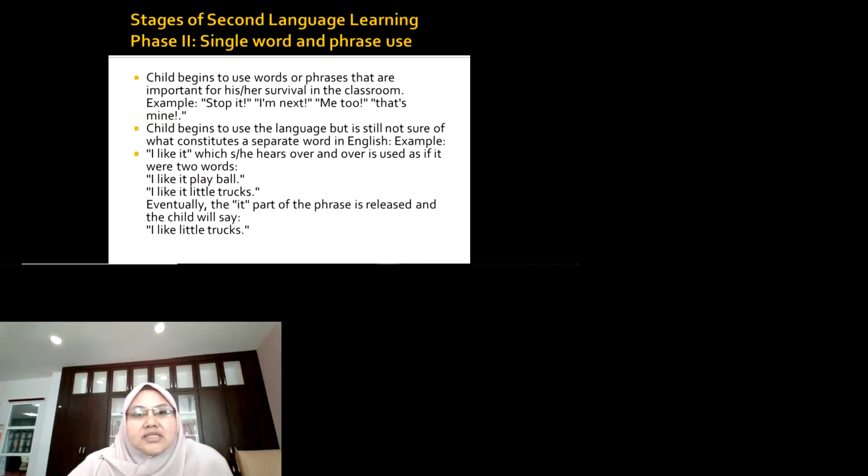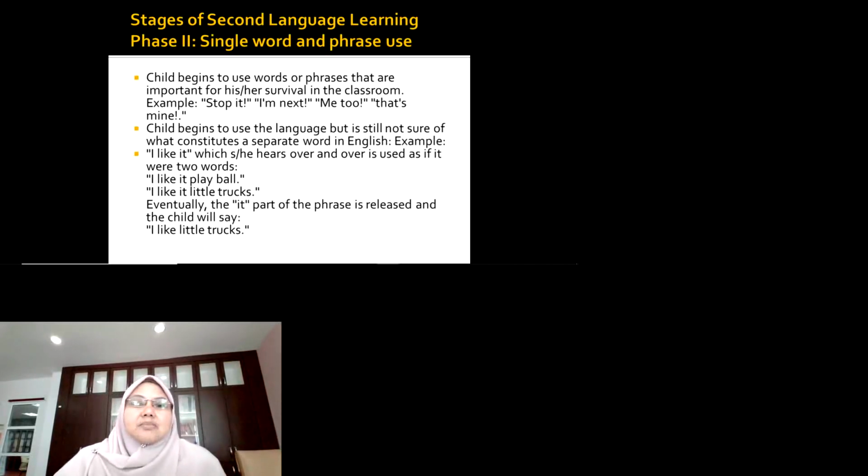And this is phase 2, which is called single word and phrase use. At this stage, children begin to use words or phrases that are important for their survival in the classroom. Because in the classroom, it's not like when they are at home. There are very few people at home, and siblings or parents are more tolerant. However, in a classroom where children are from diverse backgrounds, they have to survive. So they need to learn some phrases that are important for them.